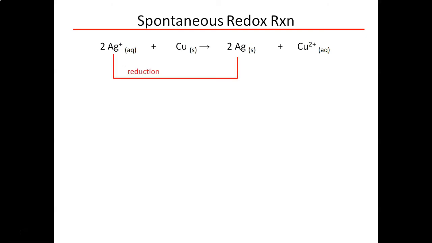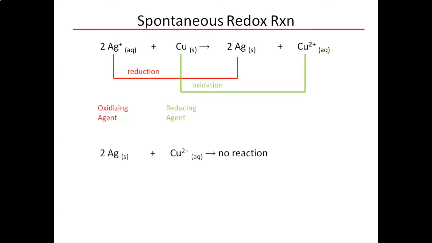So here we can see that my silver ion undergoes reduction because it goes from being an ion to elemental, so it must have gained an electron, and as a result it's my oxidizing agent. Whereas my elemental copper goes to copper ion, it lost electrons, so it's my reducing agent.